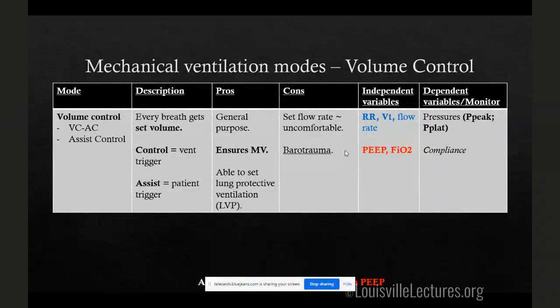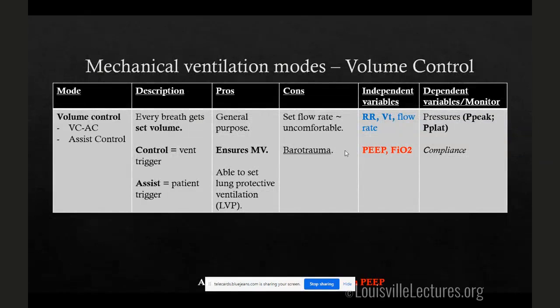And so what does assist and control mean? Control means that the vent has provided the breath. And assist means that every time the patient breathes on their own, the ventilator will also deliver that breath to them. So volume control then means that every time the patient breathes or the vent is timed to give the patient a breath, the patient will get a set volume. So if you set for 450, the minimum the patient will ever get of any breath is 450 milliliters.